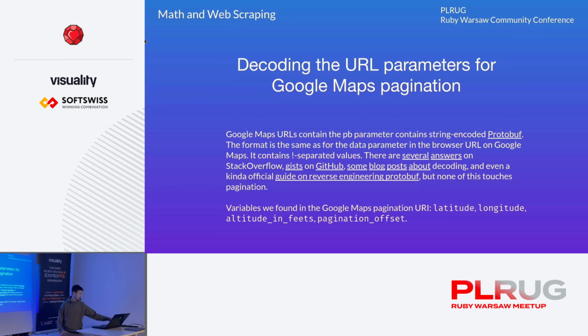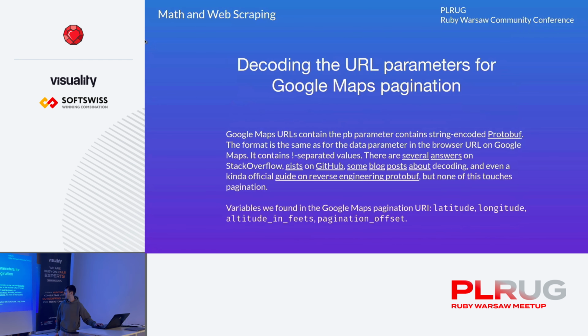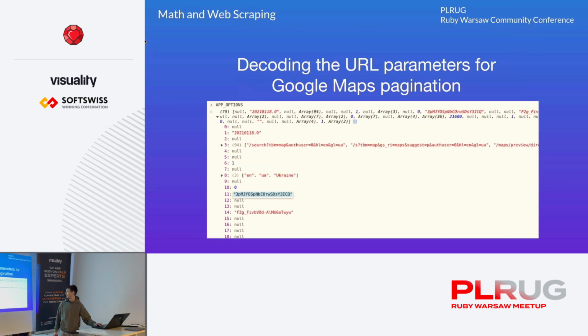And what we need to do is to find out how to pass latitude, longitude, altitude in feet, and pagination offset into that URL here.